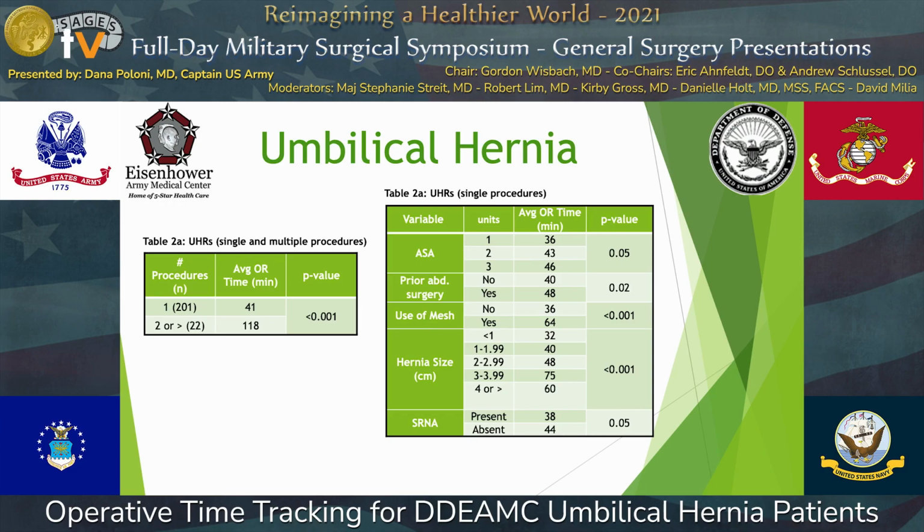The table on the right references solitary umbilical hernia repairs. Of the aforementioned variables, increased ASA level, a history of prior abdominal surgery, the use of mesh, as well as the size of a defect were all associated with increased operative times. Additionally, the presence of a registered nurse anesthetist, or student registered nurse anesthetist, was associated with a shorter OR time.